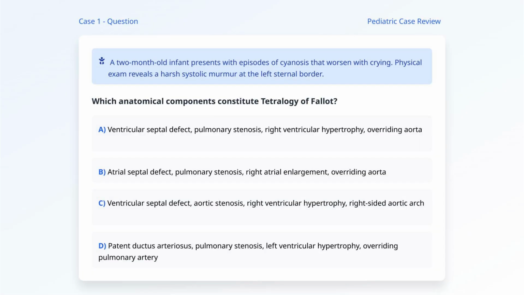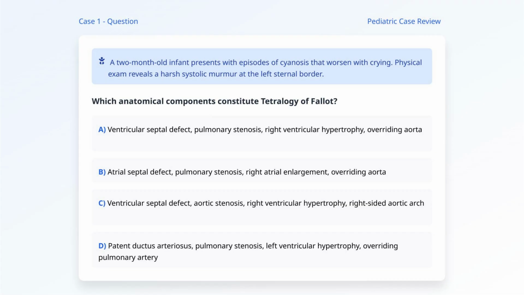Let's begin with our first case. A 2-month-old infant presents with episodes of cyanosis that worsen with crying. Physical exam reveals a harsh systolic murmur at the left sternal border. Which anatomical components constitute Tetralogy of Fallot? Is it A. Ventricular septal defect, pulmonary stenosis, right ventricular hypertrophy, overriding aorta?